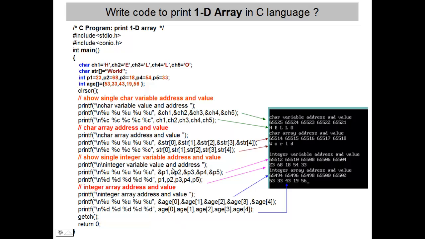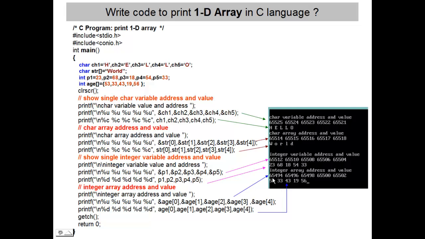Okay, now next is the integer array address and value. This time I am talking about the array. Here I have created the age array, integer type, and assigned 5 values. Age with %u: address of index 0 is the first, then address of age 1, age 2, age 3, and age 4. So this is the integer array address.